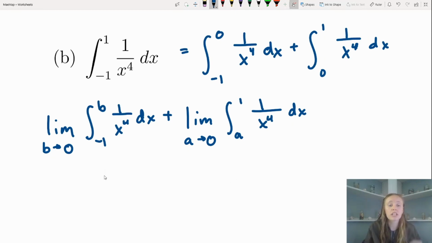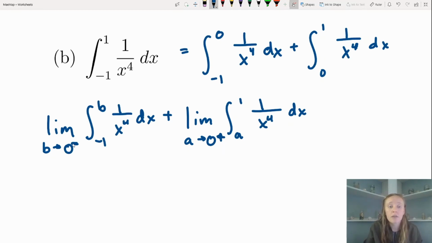When my interval is -1 to 0, I'm approaching 0 from the left. So I'm going to make a note of that. And when my limit is from a to 1, that would be me approaching 0 from the right. So I'm going to, again, make a note of that.